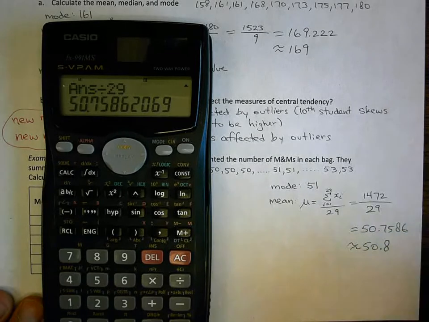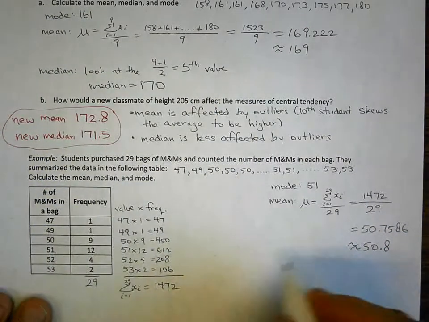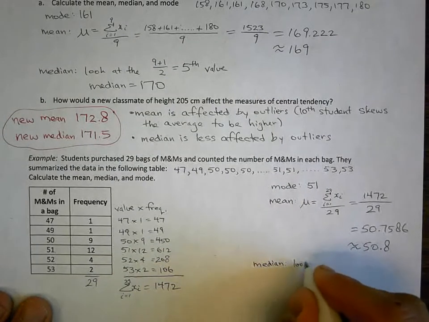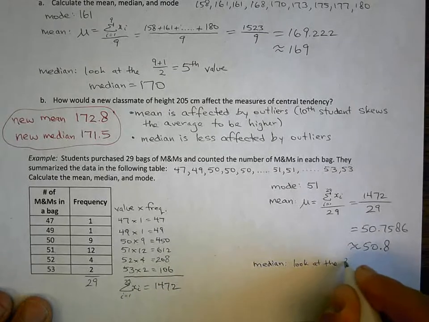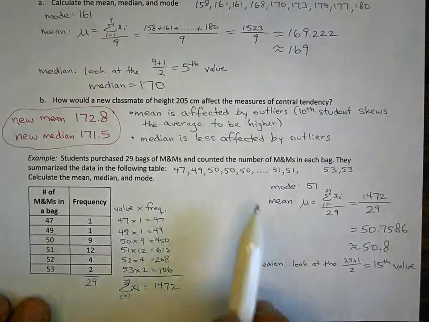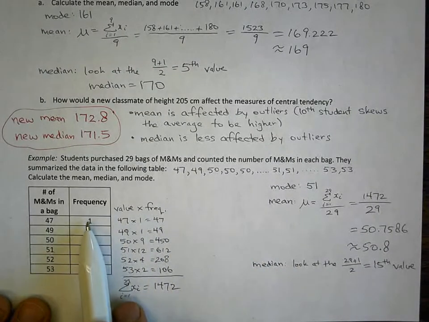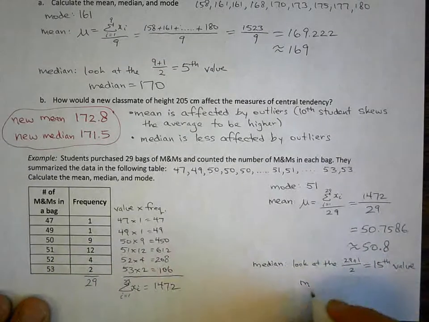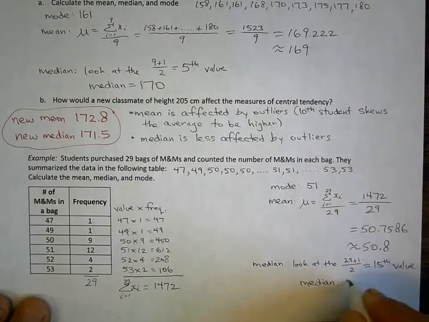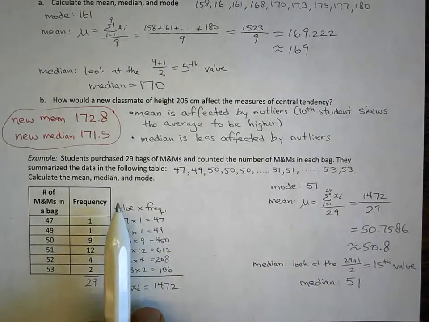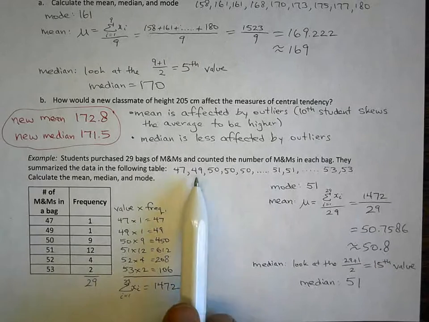50.8 M&Ms. And finally, the last way I could measure the central tendency is with the median. I need to look at the 29 plus 1 divided by 2, which is 30 divided by 2, the 15th value. The 15th value is, okay, this is the first one, second, then there's 11, so it's somewhere in here. It's the 51. If you were to lay them all out, the 15th is going to be 51. So we have 3 ways of measuring the central tendency of this data set.